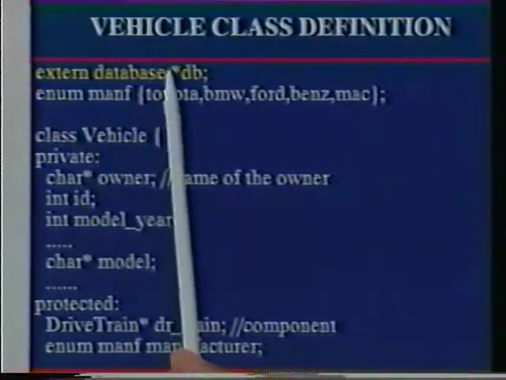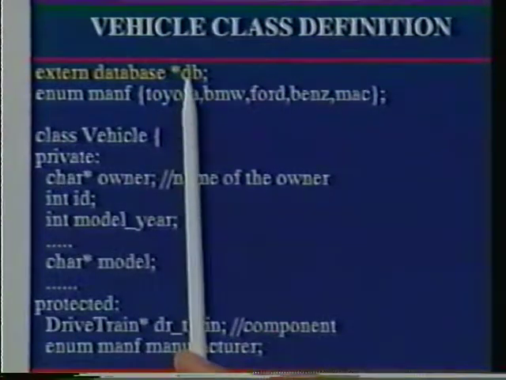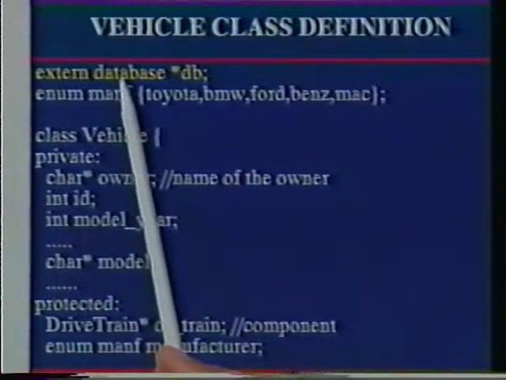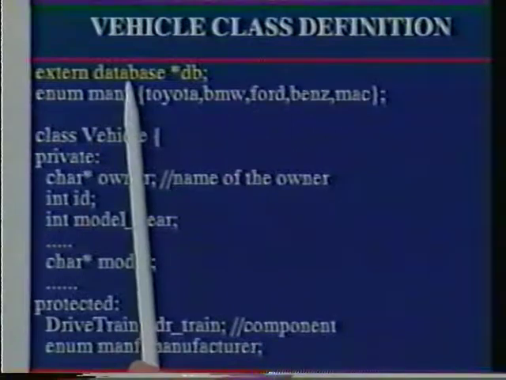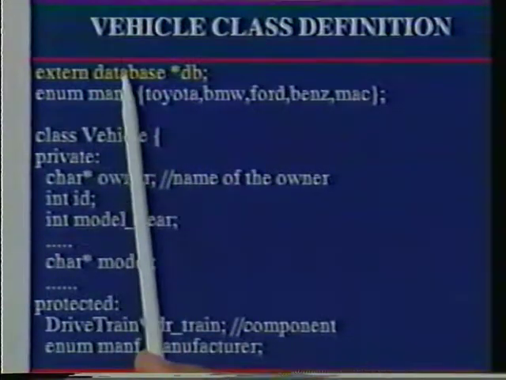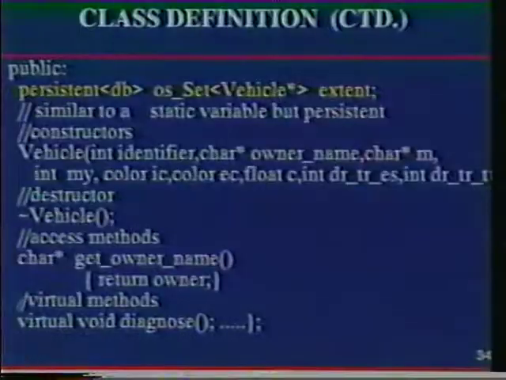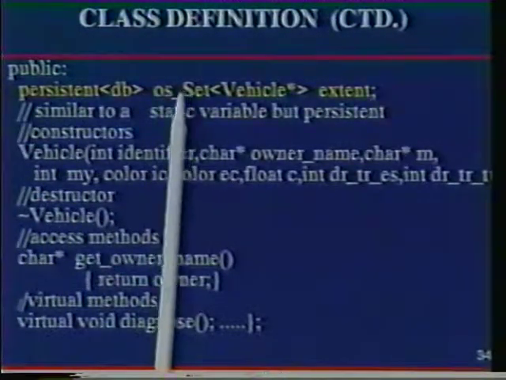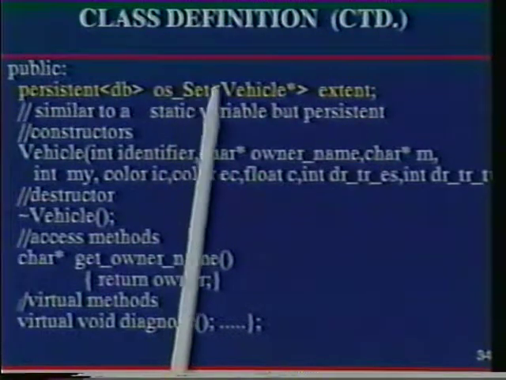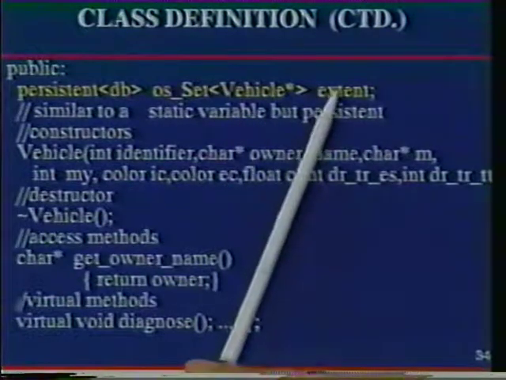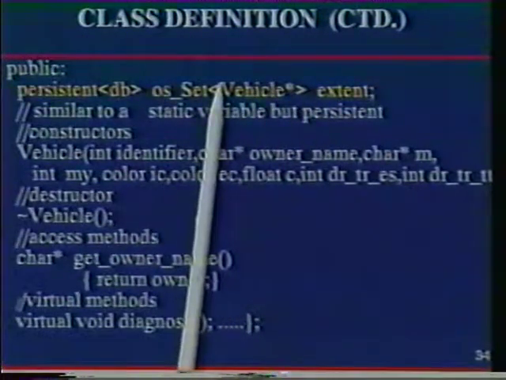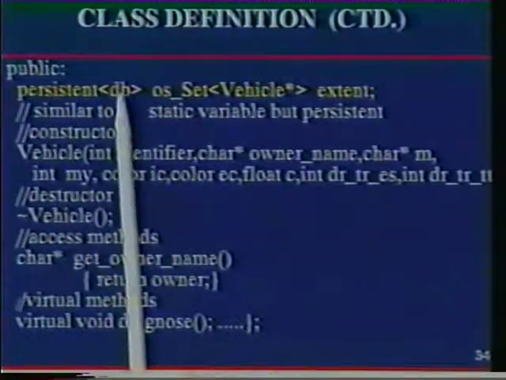So we have to declare the database variable here, the DB, which is a pointer to the database type, and we declare it extern database. It's an external variable. So DB is a pointer to database. So we include that. And then we also define one Object Store facility, a collection class. This OS set is a collection class, a parameterized class of the type pointers to vehicle, and we declared extent as a type of this, and then we also have to declare this as a persistent variable.